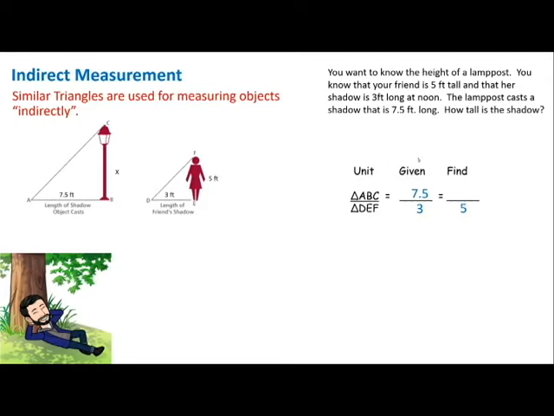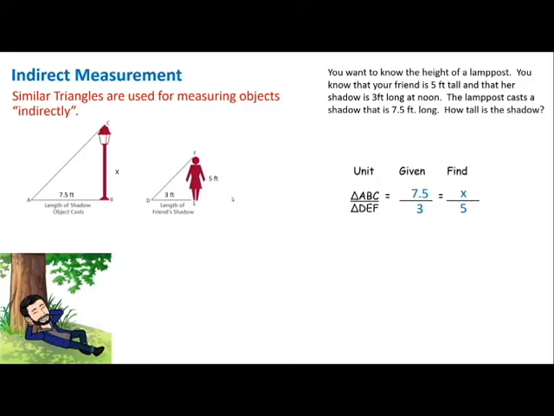But I know the height of myself, but not the height of the lamppost. Because of that, I'm going to plug in the 5 on the bottom because triangle DEF is the triangle that relates to me. This is my shadow, this is me. This is the lamppost shadow, and this is the lamppost. It's the unknown.